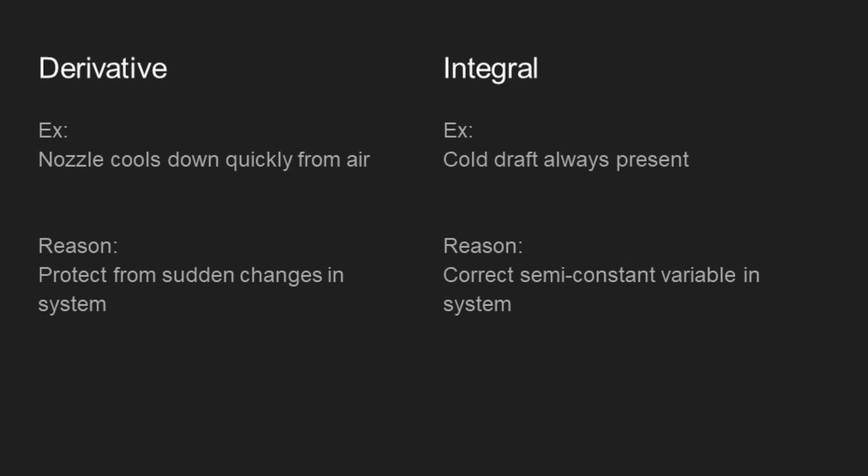So the integral is kind of the opposite of this. An example is if a cold draft is always present in the system that you didn't really consider when you were making the PID. The integral can actually sense that the system is below optimal or above optimal, and then within a couple of cycles of getting data, it'll correct for this.